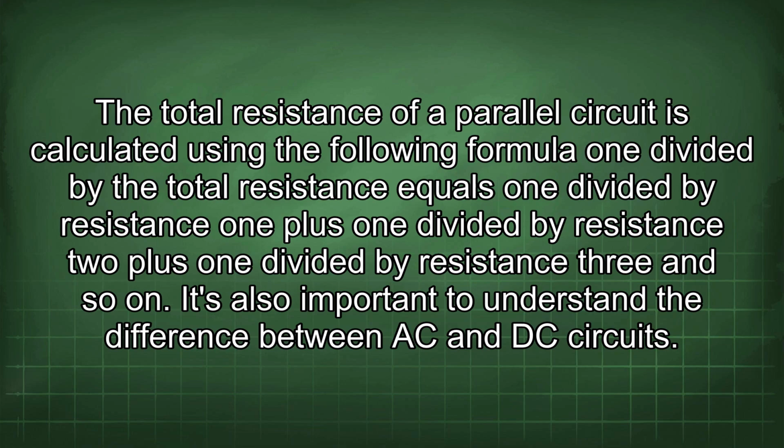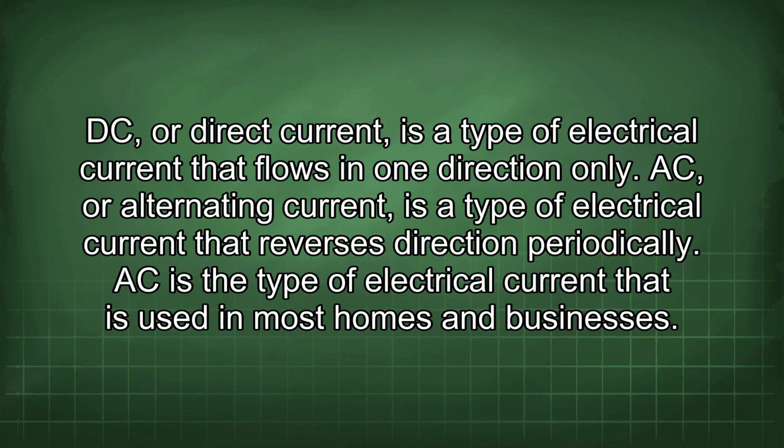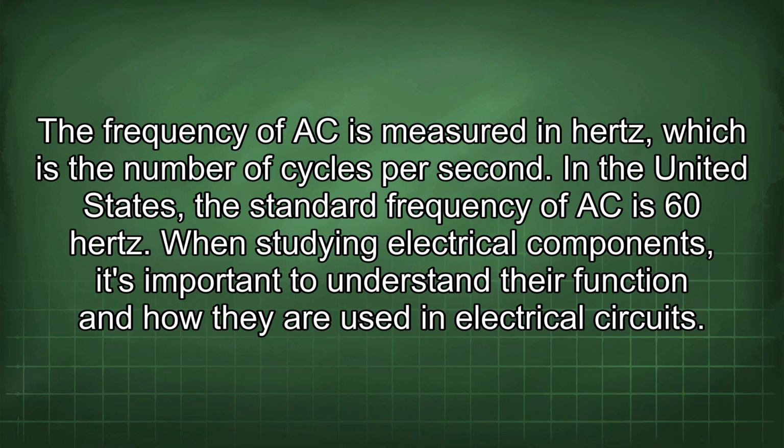It's also important to understand the difference between AC and DC circuits. DC, or direct current, is a type of electrical current that flows in one direction only. AC, or alternating current, is a type of electrical current that reverses direction periodically. AC is the type of electrical current that is used in most homes and businesses. The frequency of AC is measured in hertz, which is the number of cycles per second. In the United States, the standard frequency of AC is 60 Hz.